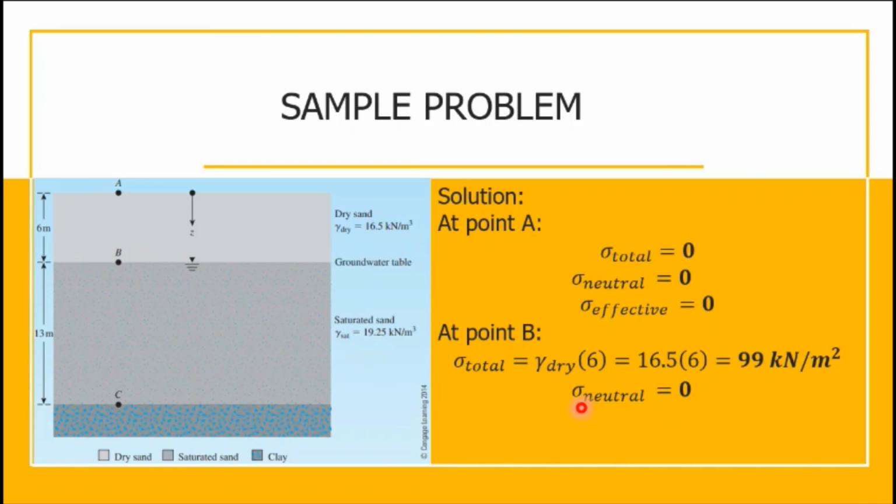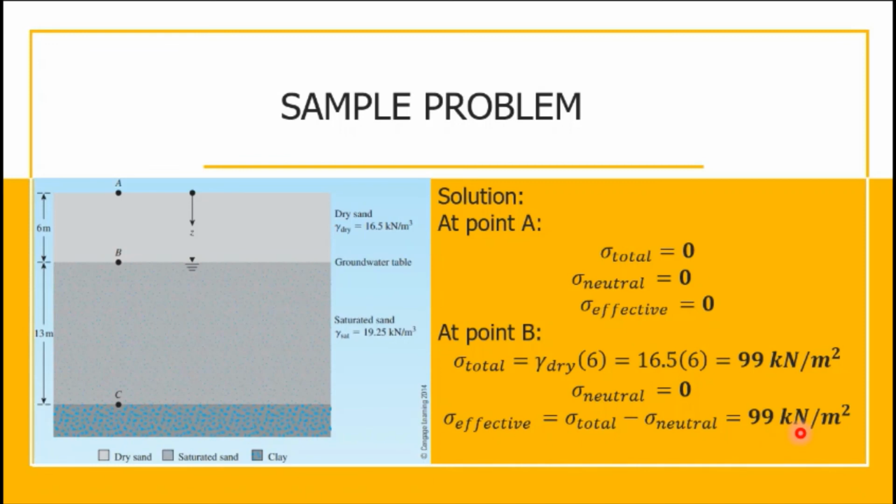And then, in order for us to get the effective stress at point B, this will be equal to the total stress minus the neutral stress. It will also be equal to the total stress because neutral stress is equal to 0, so 99 kilonewton per square meter, or kPa.